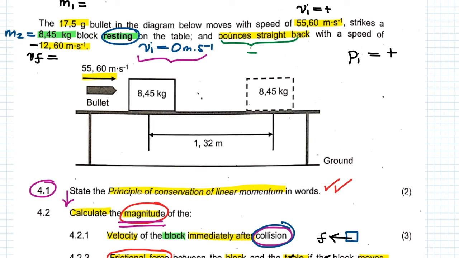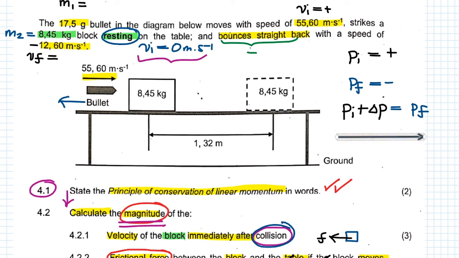After the collision, however, the bullet moves backwards, meaning that its final momentum is going to be in the negative direction. We remember that when we draw the vector diagrams, we use the formula that P initial plus the change in momentum is going to give us the resultant, which is P final. So I'm going to draw a very rough sketch over here on your page, right? We know that the initial momentum is going to be towards the right, okay? And we're going to label this P initial.